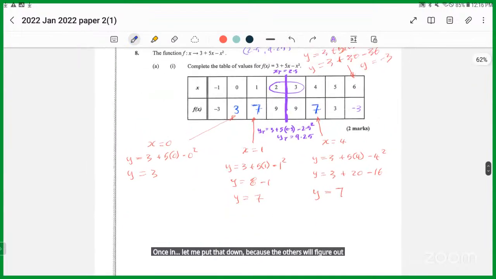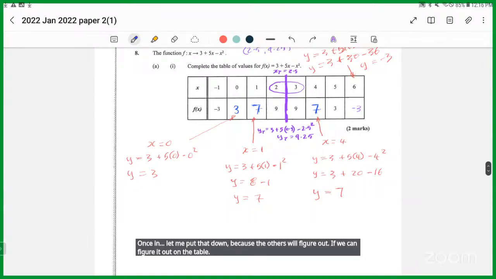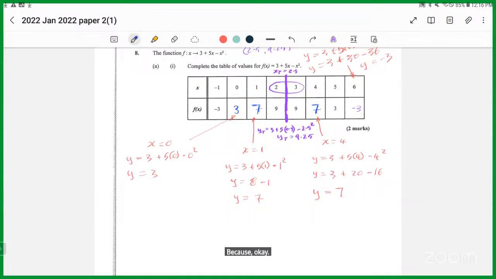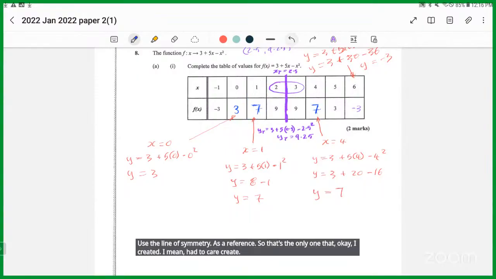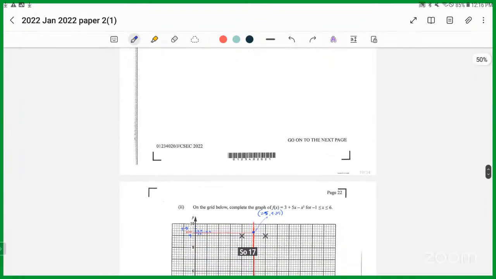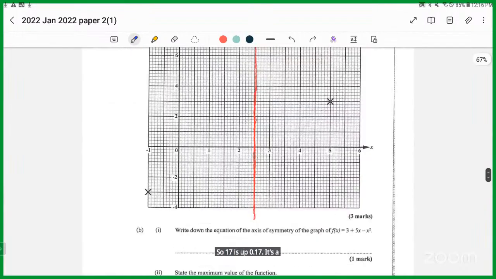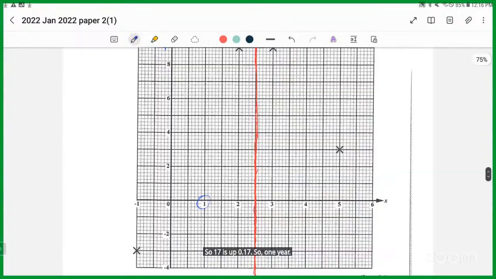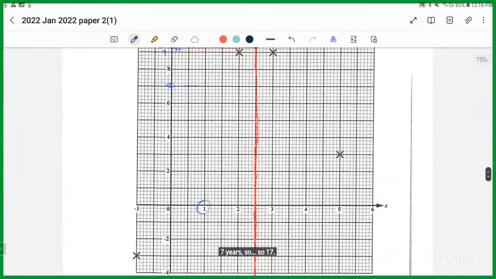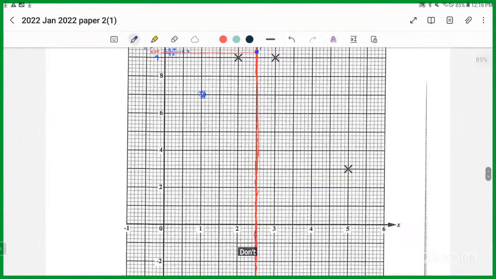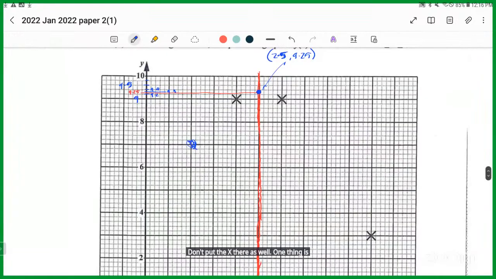If we can figure it out on the table, you can figure it out on the graph as well, because you can use the line of symmetry as your reference. So that's the only one that we had to calculate. 1.7 is a point, so 1.7 is right here. Right there, 1.7. I'm gonna put the x there as well.